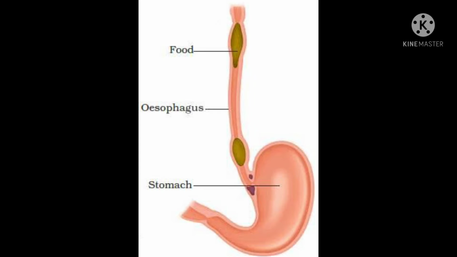We already know that we take food through the mouth. Then, with the help of teeth, food is broken down into small pieces and swallowed with the help of the tongue. The swallowed food passes into the food pipe or esophagus. Look at the figure, children. You can see the movement of food in the esophagus of the alimentary canal.